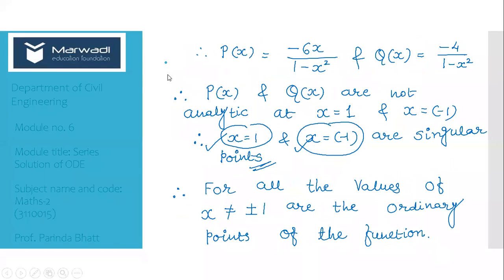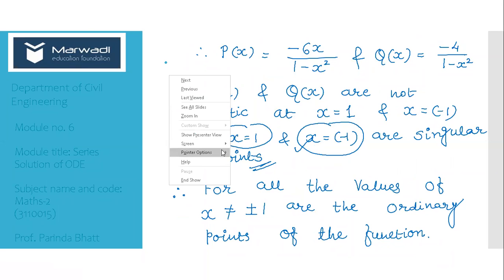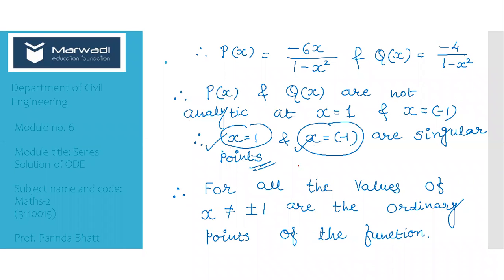You can find it like that: 1 minus x square equal to 0. Therefore x square is equal to 1, which implies x equals plus or minus 1. That means at those points the denominator values are 0. Therefore P of x and Q of x are converging to infinity, or in another sense they are not analytic.